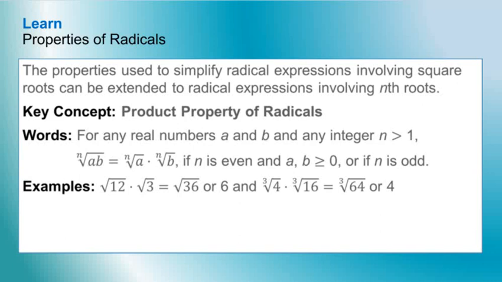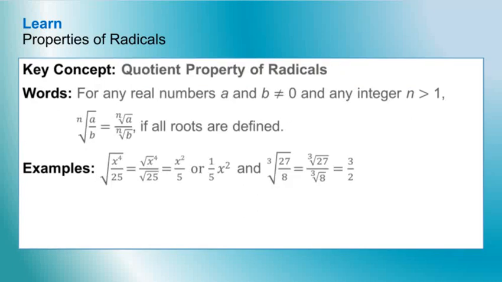So you're just really breaking it down into prime factorization. And it says if n is even and a and b are greater than 0, or if n is odd. For example, the square root of 12 times the square root of 3 is the square root of 36, which can be written as 6. You could also break this down in other ways. You could do the square root of 4 times the square root of 3 times the square root of 3. The square root of 3 times the square root of 3 is 3, the square root of 4 is 2, and 2 times 3 is 6. So there are multiple ways of breaking these down.